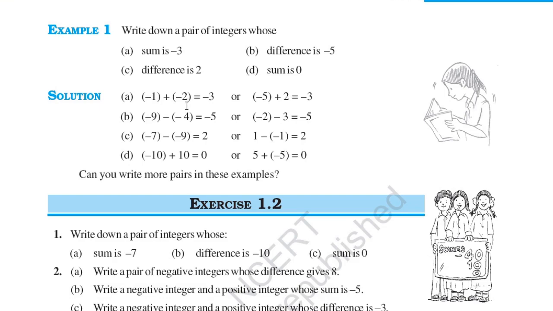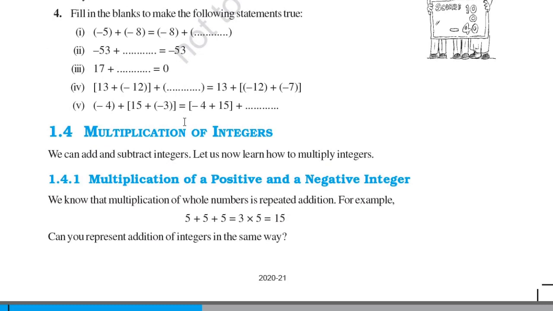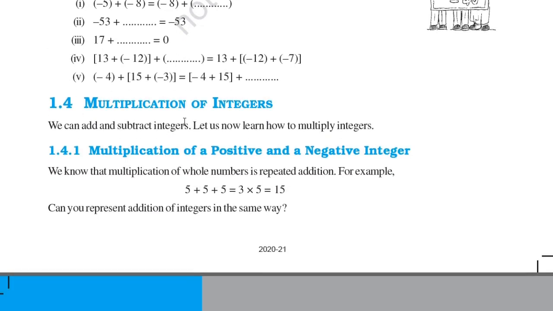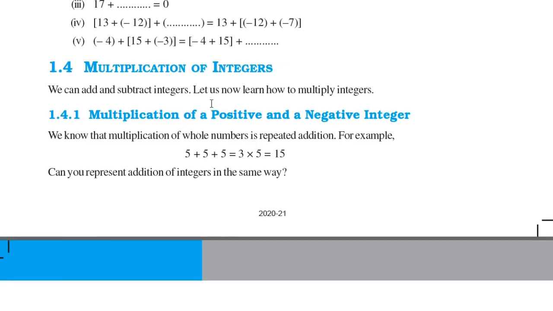So now we are seeing 1.4 Multiplication of integers. We can add and subtract integers. Let us now learn how to multiply integers. 1.4.1 Multiplication of a positive and a negative integer. We know that multiplication of whole numbers is repeated addition.